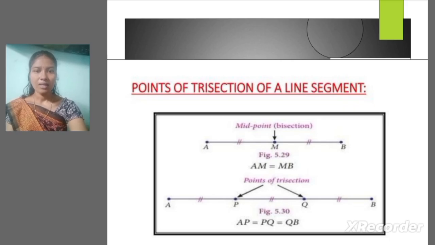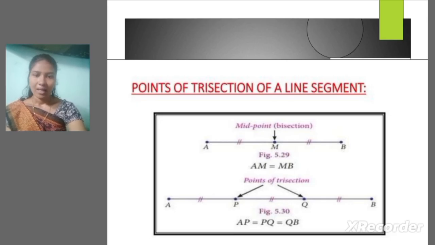A line segment divided by 2 points is a trisection of the line segment, that is AP equals PQ equals QB.